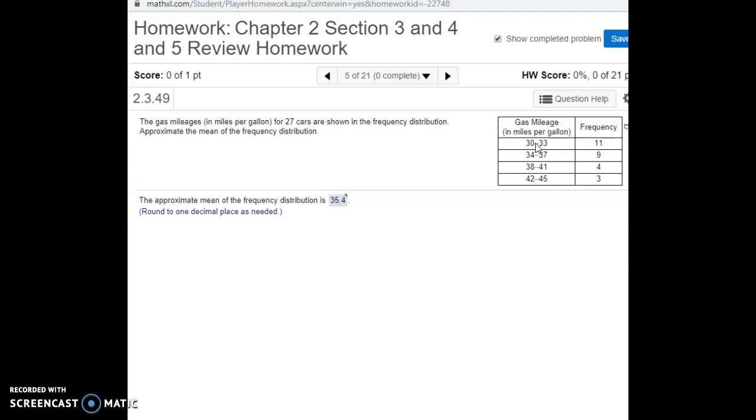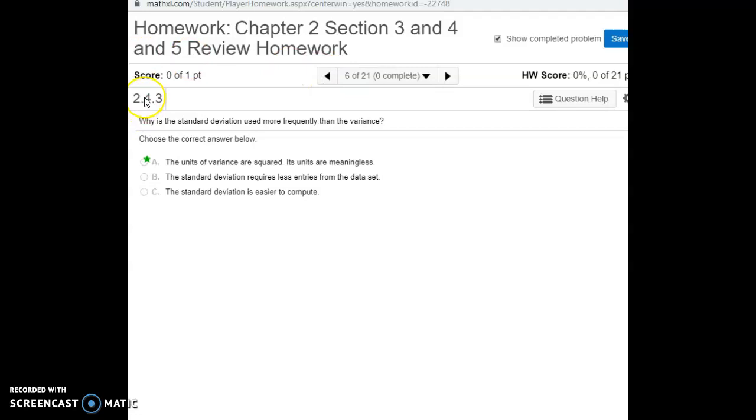Some of those data values are probably above the midpoint, some are below, some are close to it, but using the midpoint captures that balance, and we use the midpoint multiplied by 11 because there's 11 data values in that class, and we do that for each of the classes and then divide by how many there are, and that's the best way to estimate the average for that data when we just have a frequency distribution.